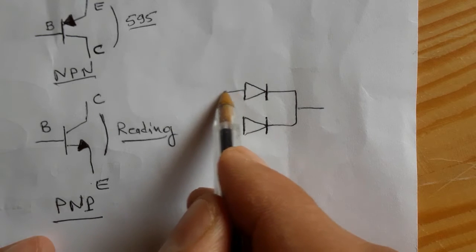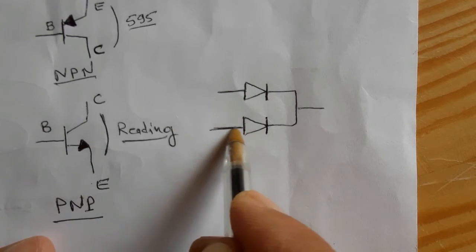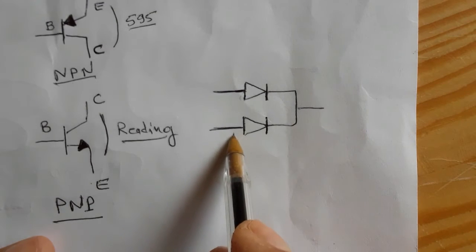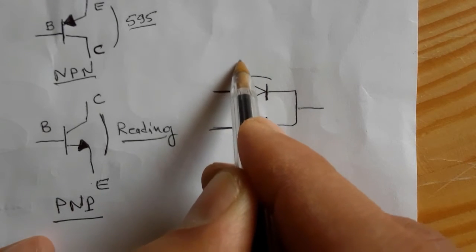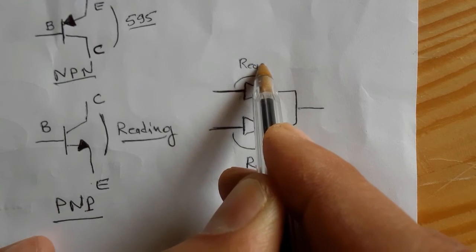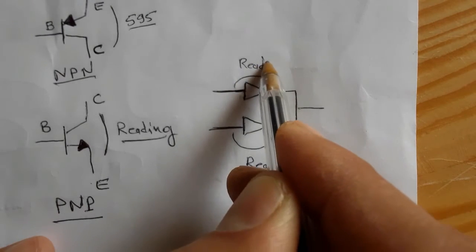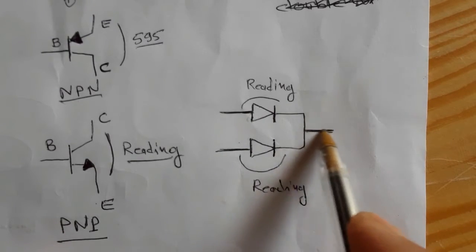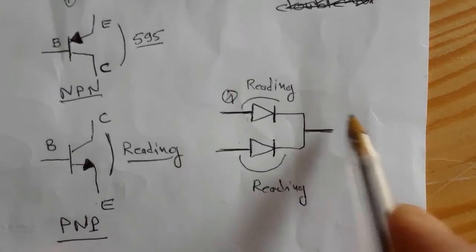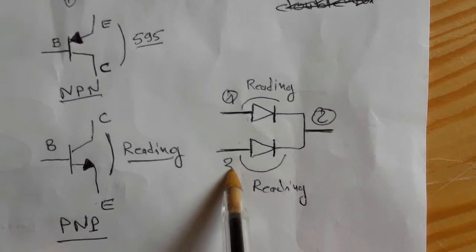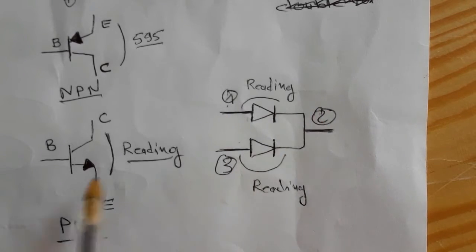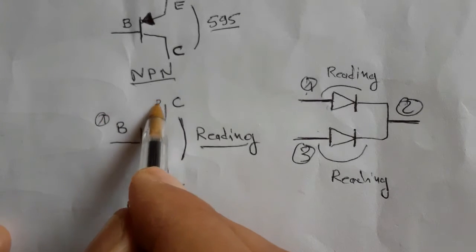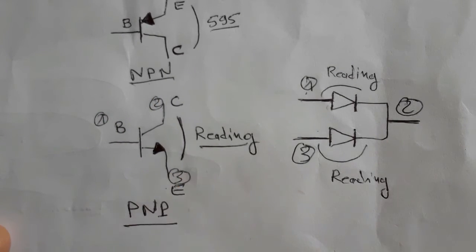These diodes can be connected at the cathodes or at the anodes. When we check these terminals, we will get two readings, because it contains two diodes. That's why we get two readings. So we have the first terminal, the second, and the third terminal. Do you see? There is a big difference between a transistor and this kind of diode.